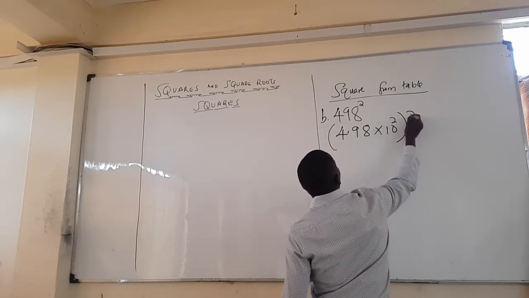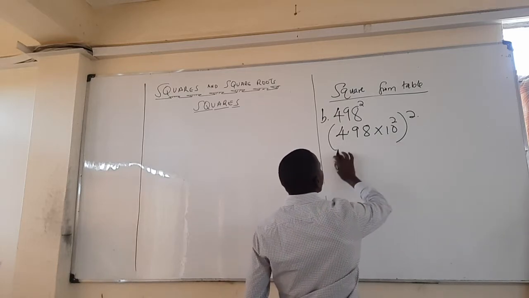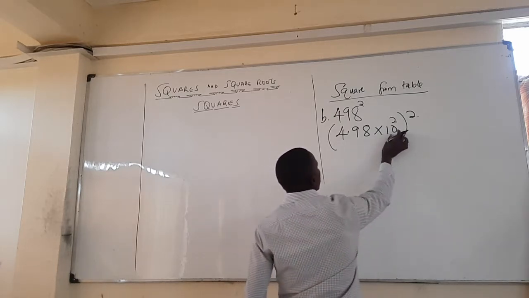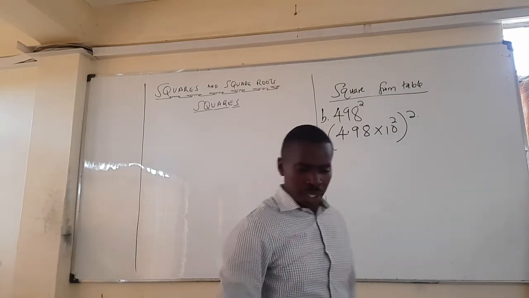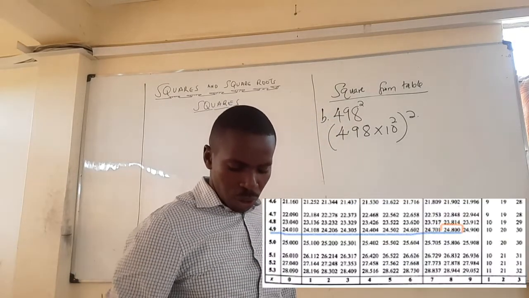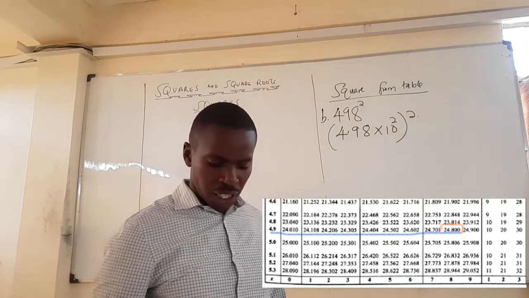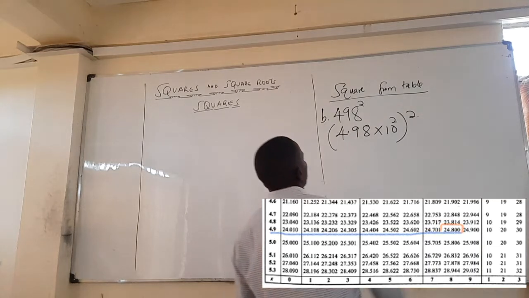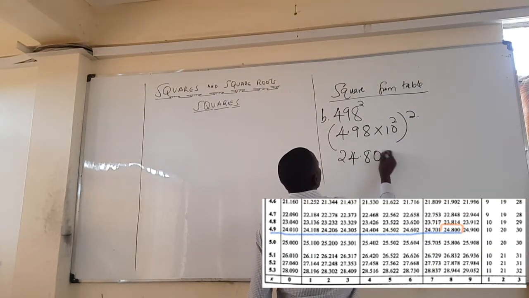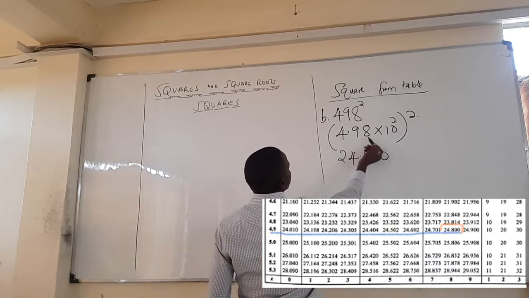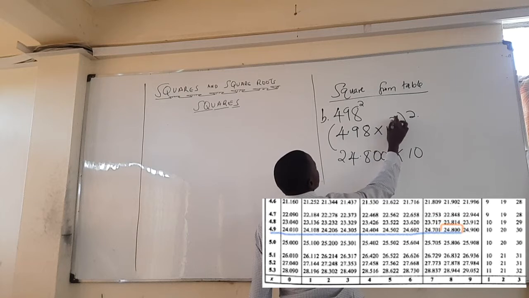Then we are going to square everything. We need to remember to write it into brackets so that you don't forget to square this 10. So 4.98 squared, we look from our table. For 4.98, I have here 24.800. That is the square of 4.98. Then we multiply by 10 squared.